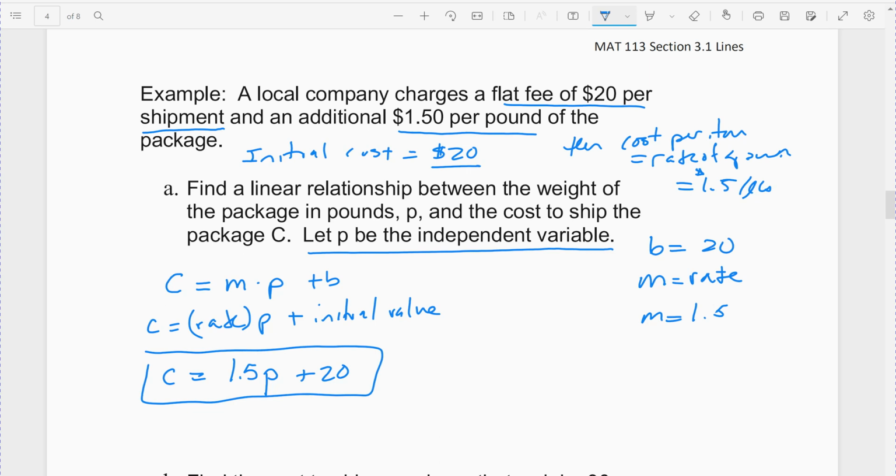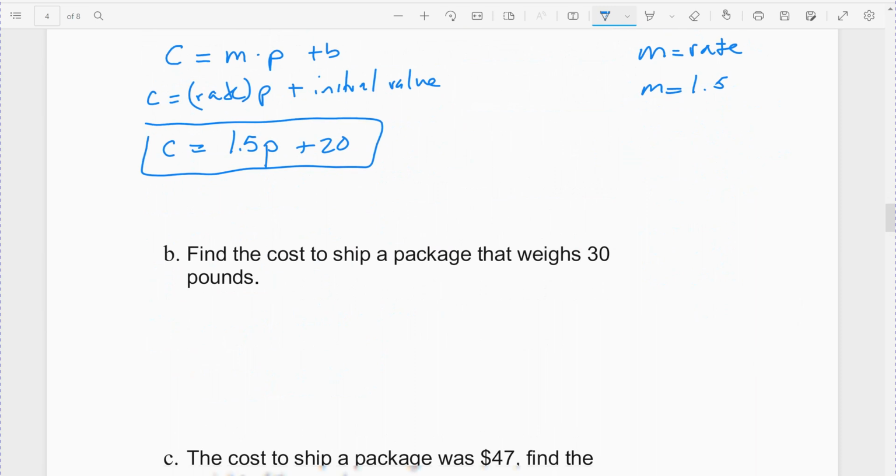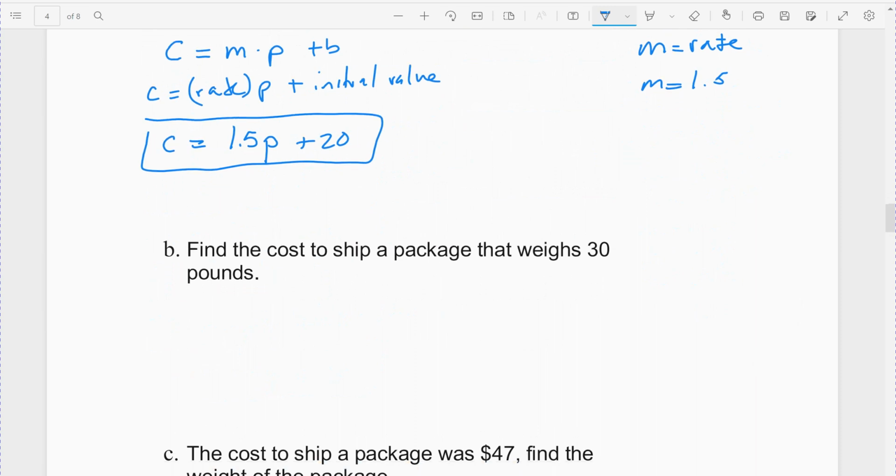where M is $1.50. That's my rate of growth. That's how much it costs me for each additional pound. And 20 is the fixed cost, right? Doesn't matter how much it weighs, I have to add $20 to it. Alright, now we're going to use it. So we typically find the equation and then we use it.